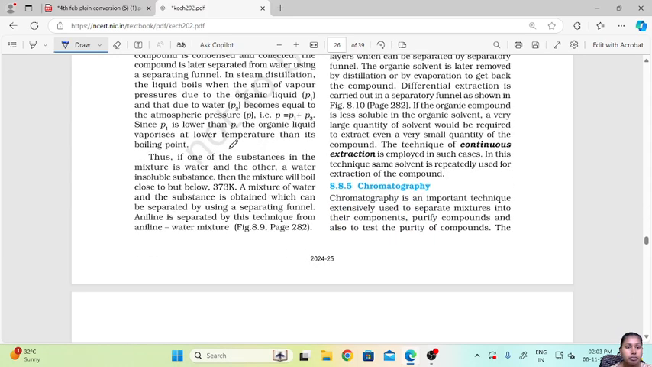Thus, if one of the substances in the mixture is water and the other a water insoluble substance, then the mixture will boil close to but below 373 Kelvin. 373 Kelvin means almost 100 degrees Celsius. Now, a mixture of water and the substance is obtained which can be separated by using a separating funnel.